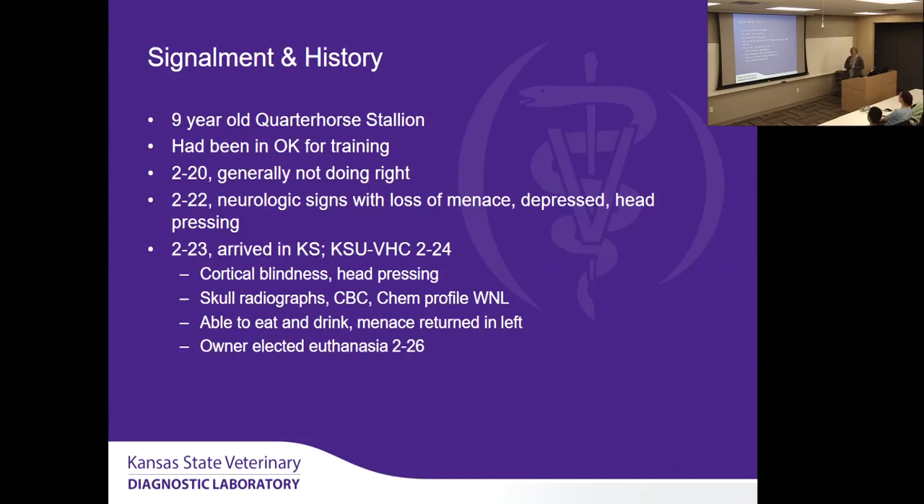And when they assessed it at K-State, it actually did have a menace on the left and not on the right. So now it was a unilateral, or one-sided, absence of the menace reflex. So they weren't sure if it had actually returned, or if maybe it just didn't get assessed properly the prior time, and it really did have it all along. Unfortunately, the horse did not make any improvement while it was there, and it sort of continued to go downhill. So 2 days later, it was euthanized, and it came for necropsy.